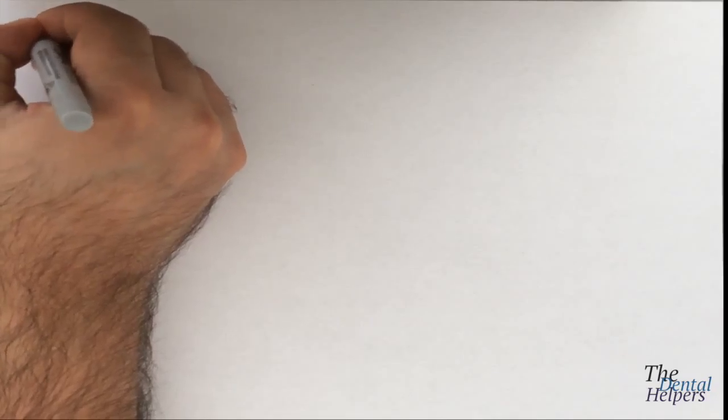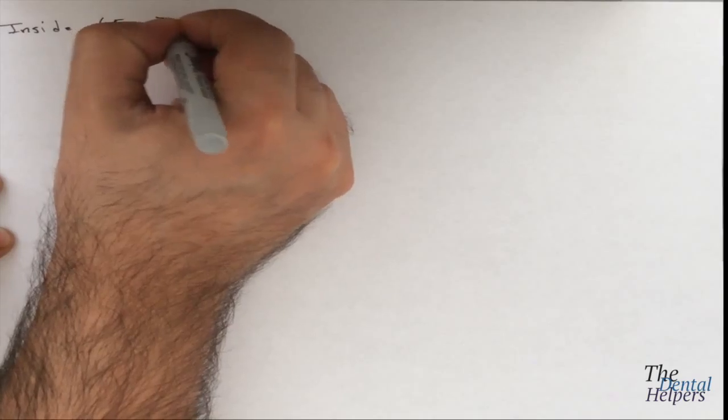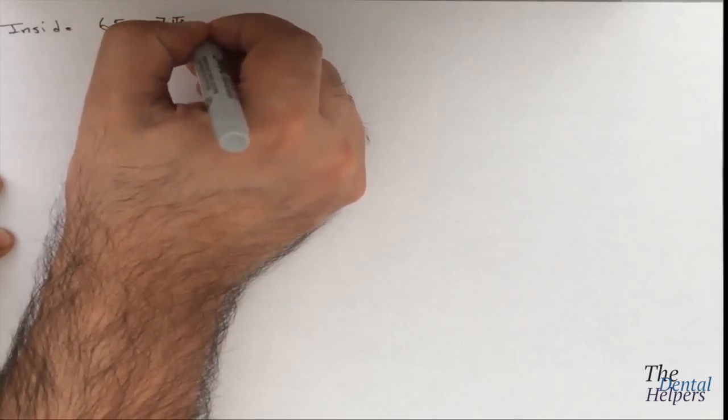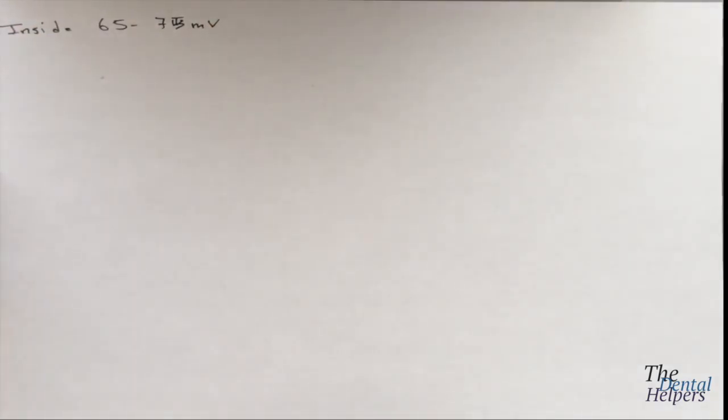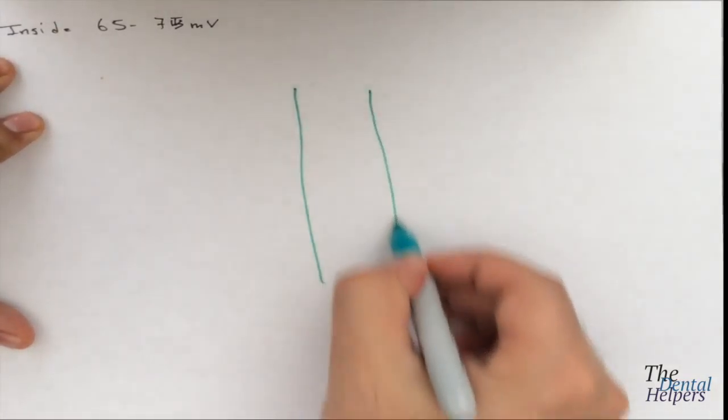So in this video we're going to go over resting membrane potential and action potentials. Some key numbers that you probably should know is that inside the cell it's approximately negative 65 to 75 millivolts. And that's at rest.